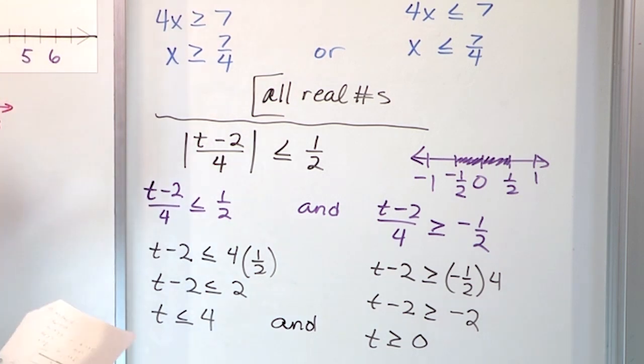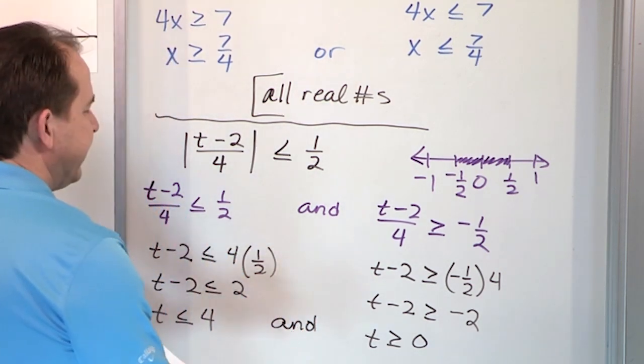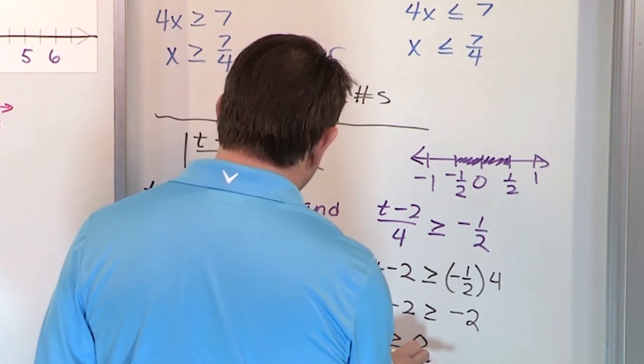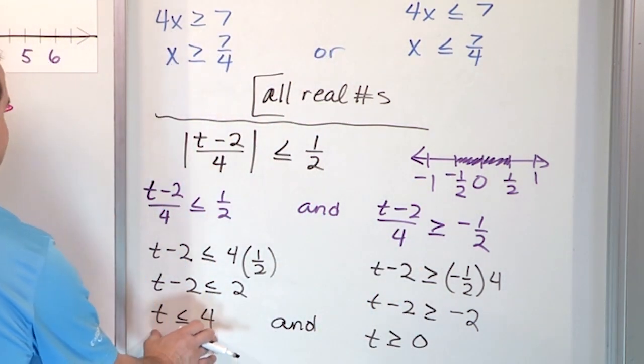We're joining these by an "and." So what we're saying is our solution is saying that t has to be greater than or equal to 0 and less than or equal to 4.